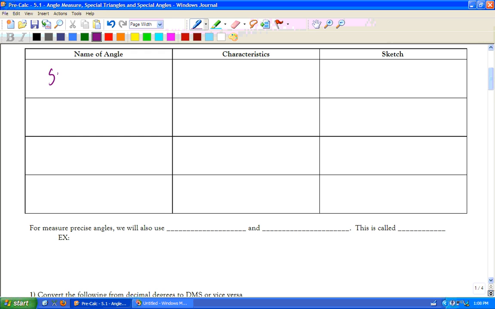We're going to call this a straight angle. Anytime our angle, we'll start with alpha, has a measure of 180 degrees, the sketch of this is just a straight line. In other words, there are 180 degrees in a straight angle.